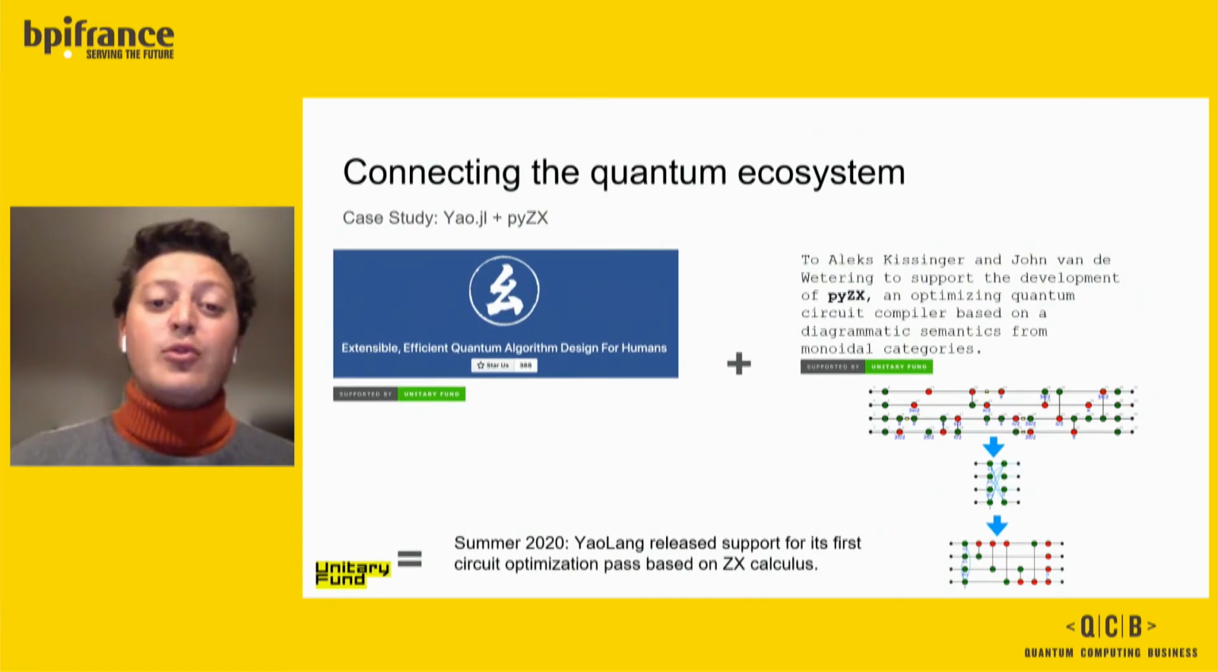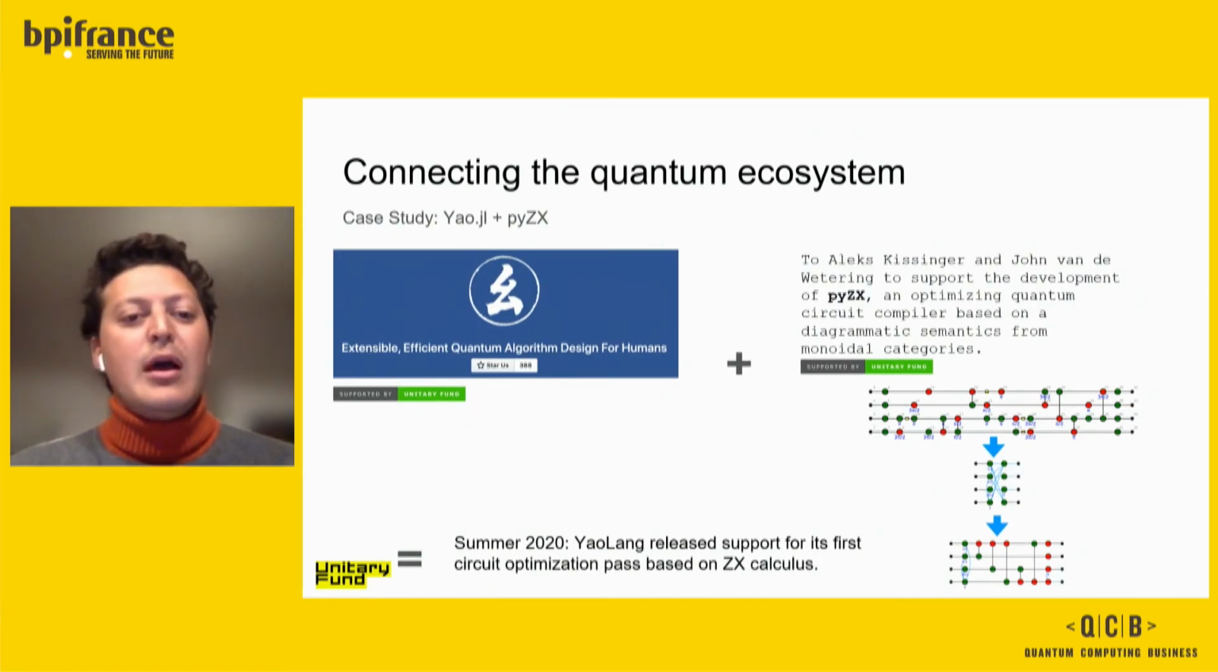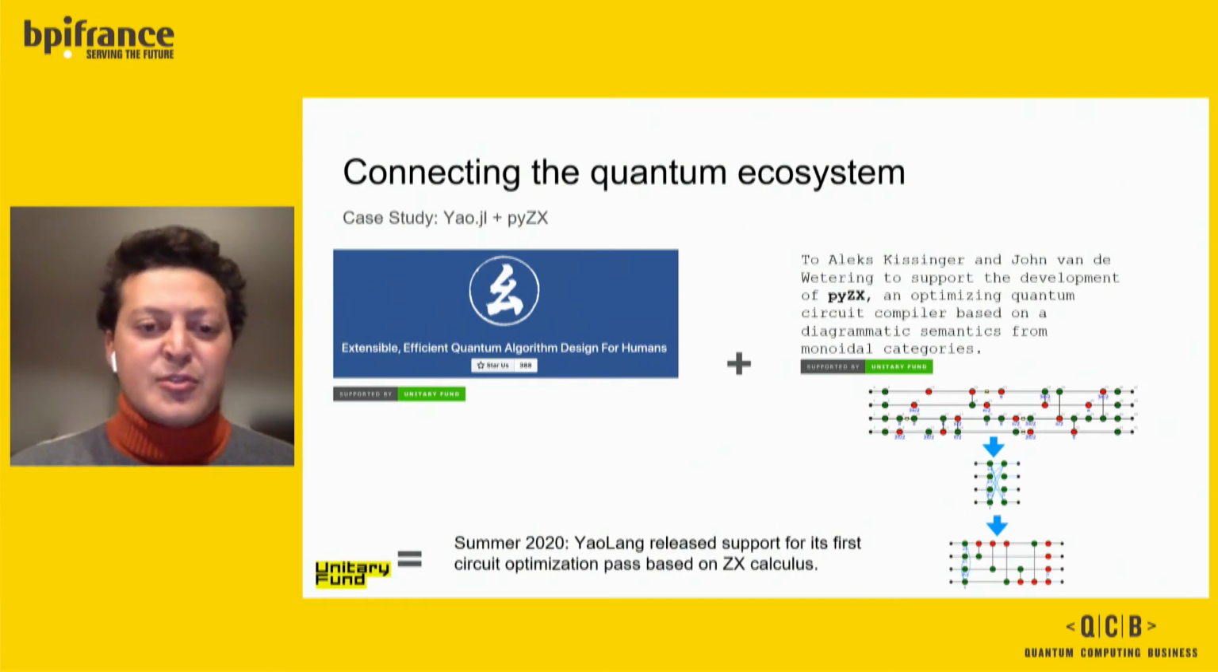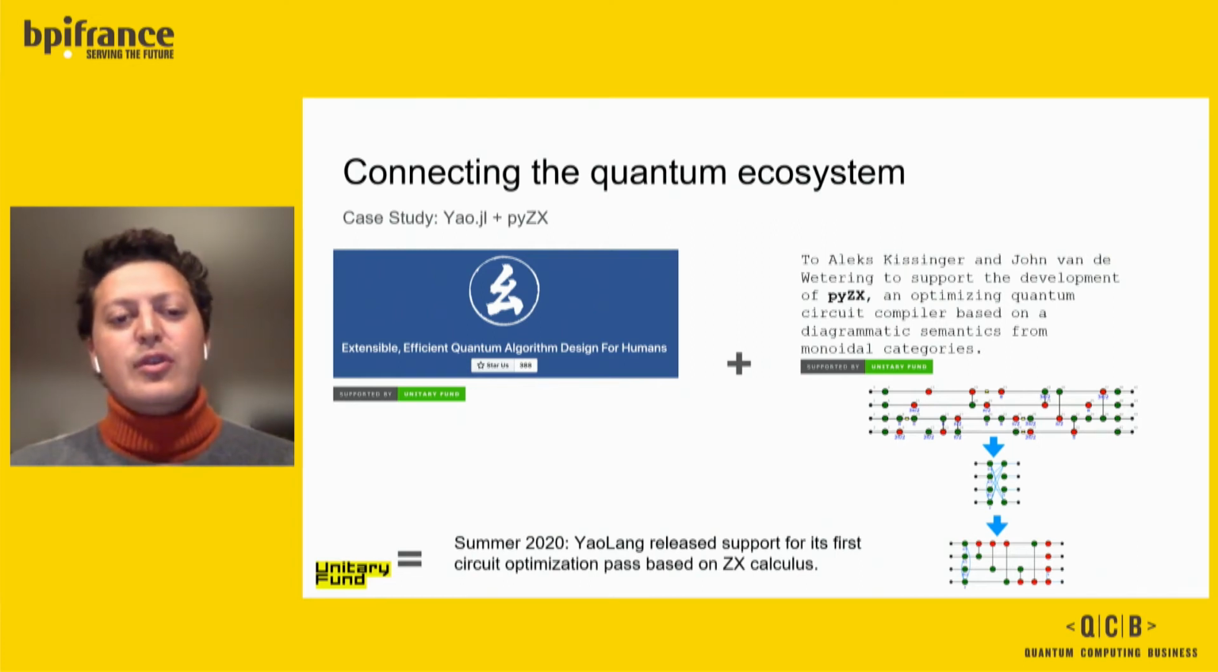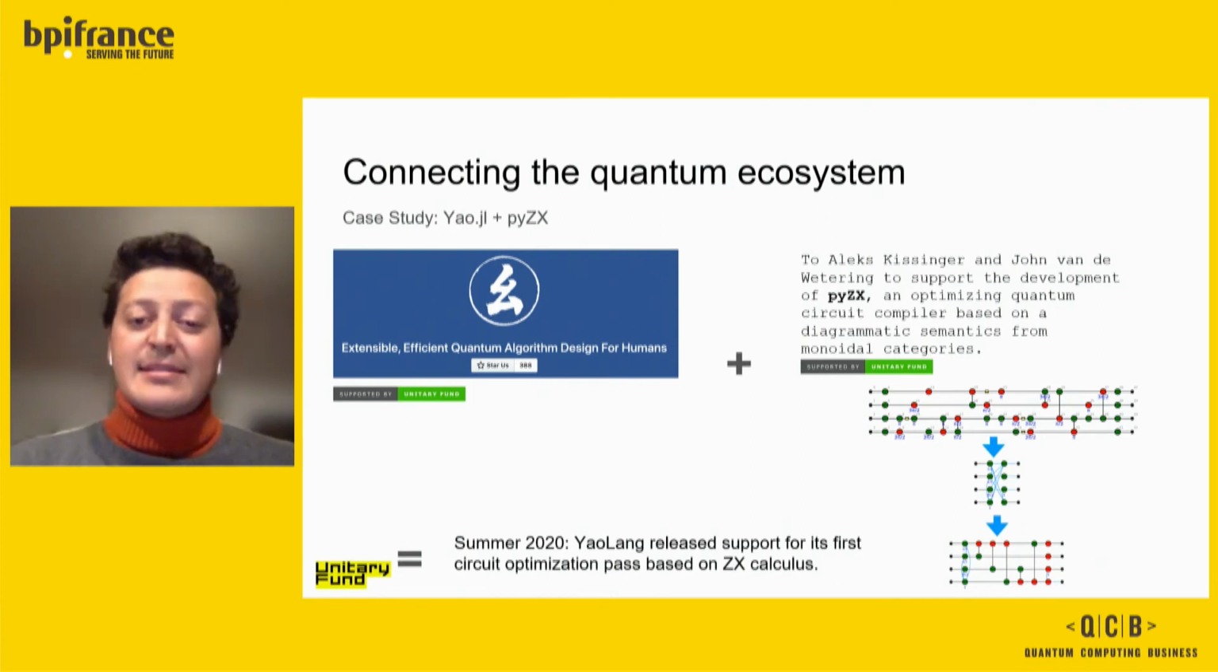And then we're starting to see some network effects. And this is amazing because, for example, Yao.jl, which is a library developed in Julia, which is this very modern, scientific-oriented, and transparent language, is a library that allows users to design software and algorithms for quantum circuits. It has now been inspired by PyZX, which is a ZX-based calculus library, to develop their own ZX calculus library based on a domain-specific language called YAO-Lang.